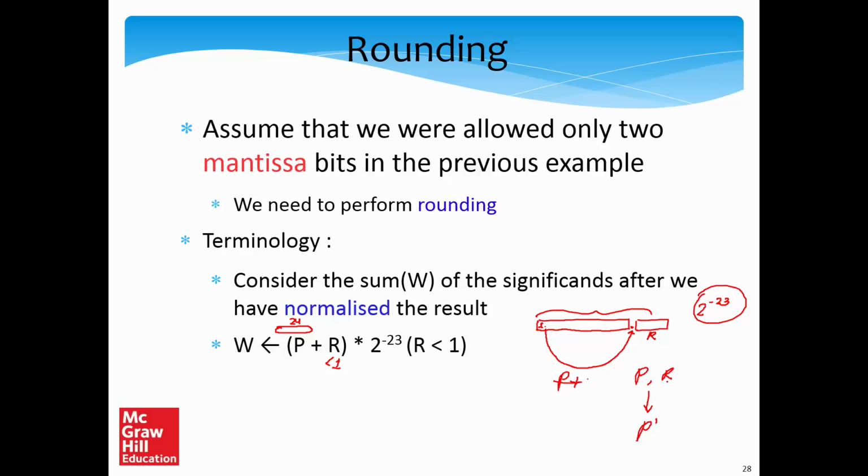R will anyway have to be discarded, but we will have to see how we can take the effect of R into account. If R is small, we can get rid of it, but if it's large, then P has to be incremented, so some rounding has to be done. So our aim is to move from P to one more significant P dash and discard R, but take the value of R into account.